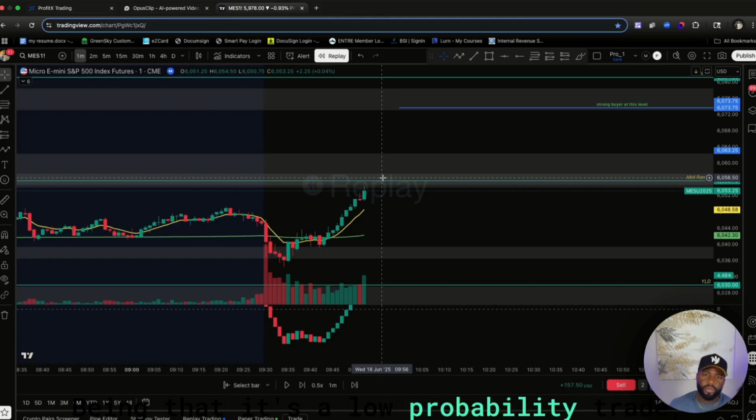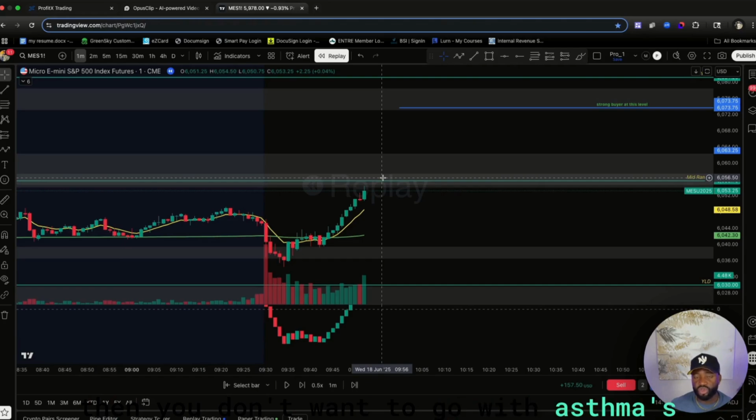Being that it's a low probability trade, you don't want to go with as much risk, right? You want to risk a lot less to see what we can get out of the market. So let's play the market forward and let's see what happens.